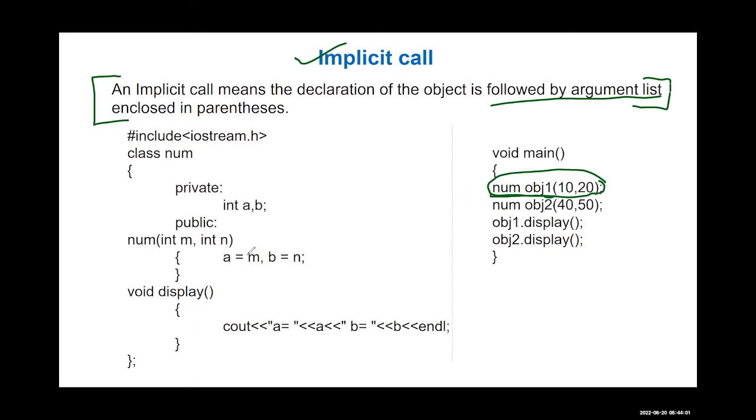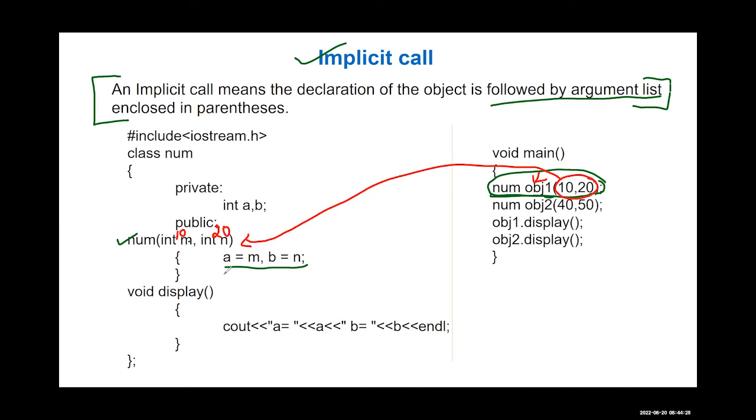So see here, same thing, I have my num constructor where I am saying a is equal to m, b is equal to n, and a display function. So whenever I am calling num object of 10, 20, where is this 10, 20 going? As soon as I am creating an object of the class, this constructor is going to get initialized. 10 is going to come here, 20 is going to come here.